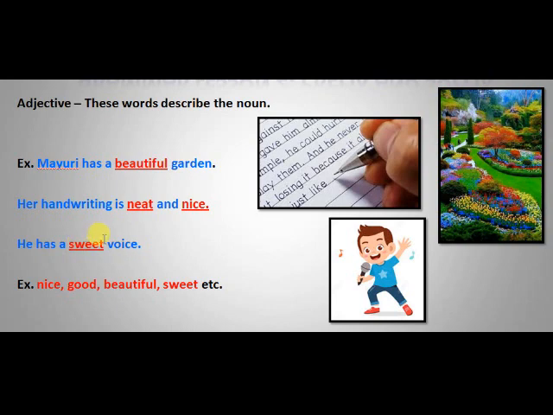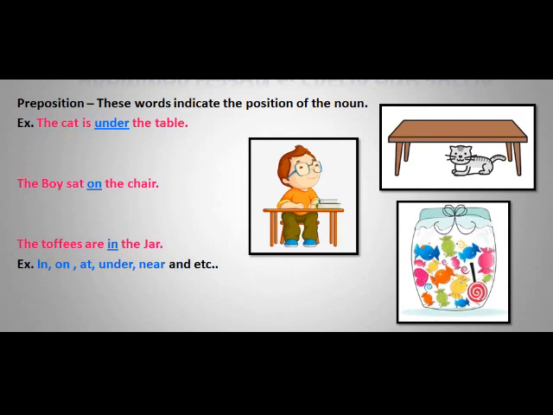So how is the voice? It is sweet. It is something which is describing that particular noun. Example: nice, good, beautiful, sweet, etc. are all examples of adjectives. So the next is the preposition. These words indicate the position of the noun, that is, where that particular noun is.